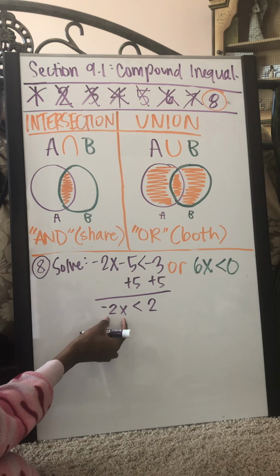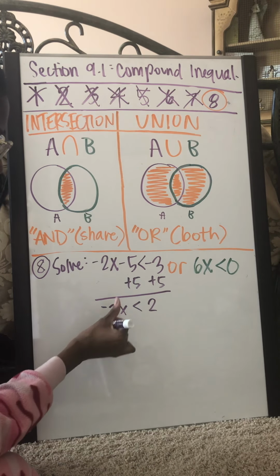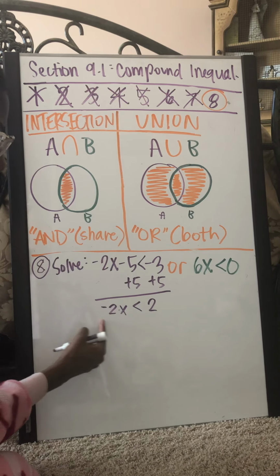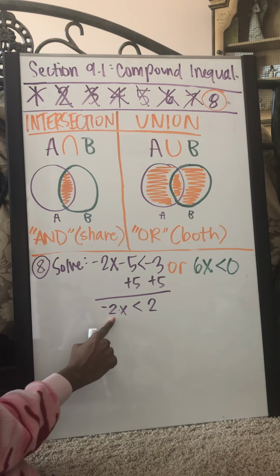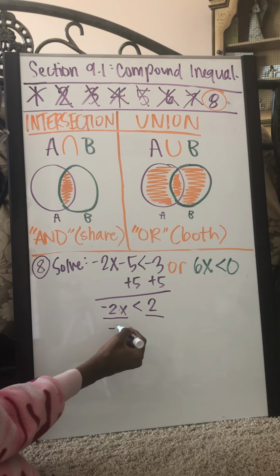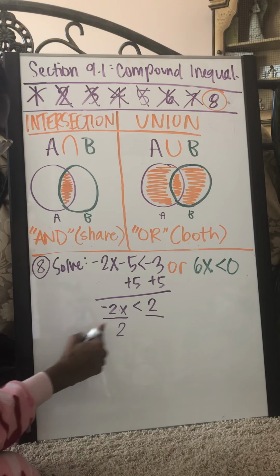Again, it's really important to think about how these things are attached. This negative 2 is attached to the x by multiplication, so you would need to divide both sides by negative 2. Do not add 2 on both sides here. Think about how they're connected. So we divide both sides by negative 2.